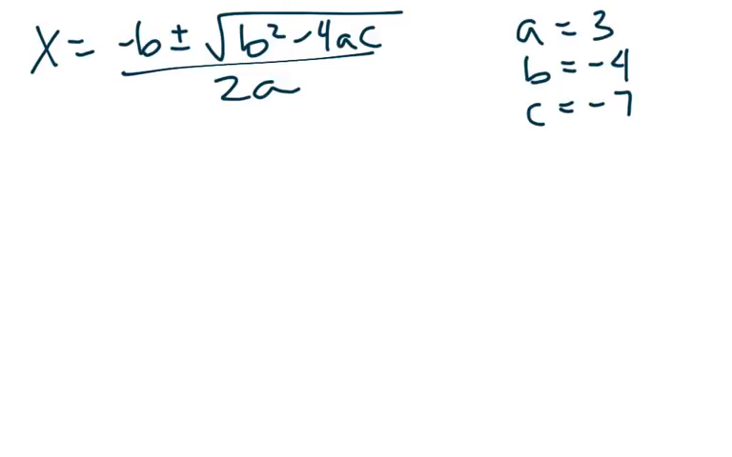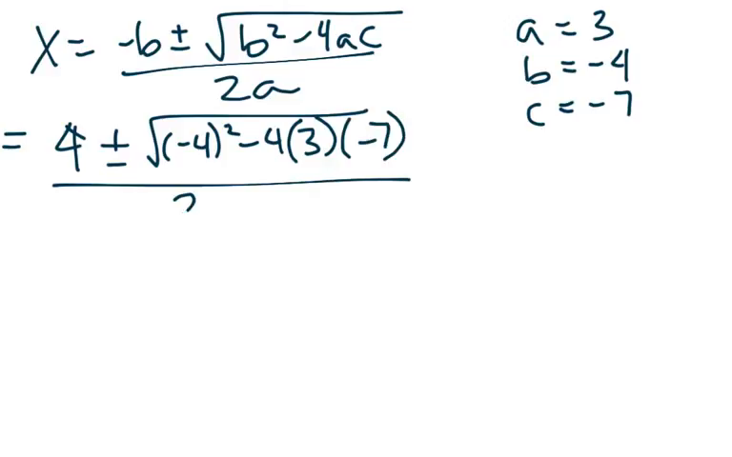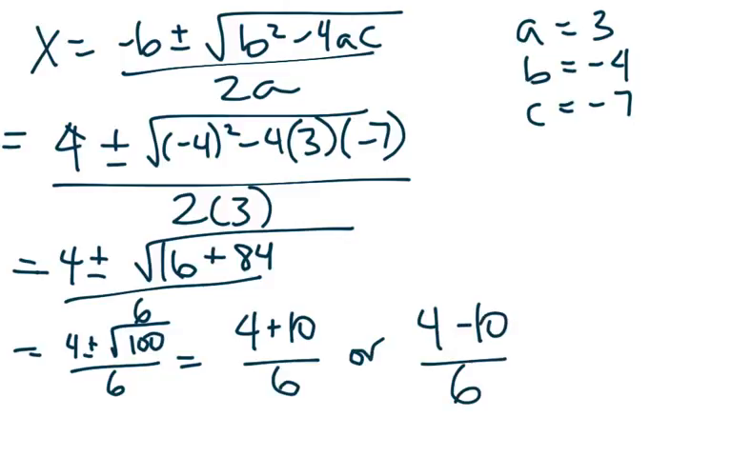So if we plug in negative 4 for b, we get negative negative 4, which is just 4, plus or minus the square root of negative 4 squared minus 4 times 3 times negative 7, all over 2 times 3. And then we can simplify this out. Ultimately, we get to 4 plus or minus the square root of 100 over 6, which equals 4 plus 10 over 6, or 4 minus 10 over 6.